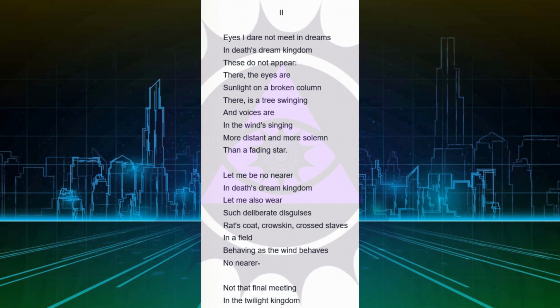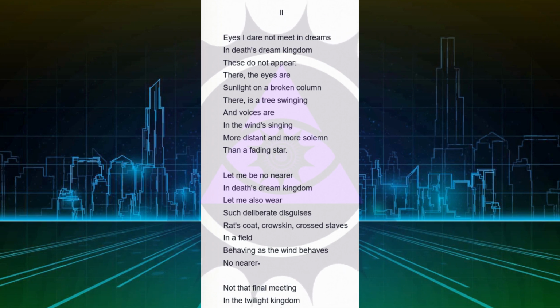Eyes I dare not meet in dreams. In death's dream kingdom, these do not appear. There, the eyes are. Sunlight on a broken column. There, is a tree swinging. And voices are. In the wind singing. More distant and more solemn than a fading star. Let me be no nearer. In death's dream kingdom, let me also wear such deliberate disguises. Rat's coat, crow skin, crossed staves. In a field. Behaving as the wind behaves. No nearer. Not that final meeting.